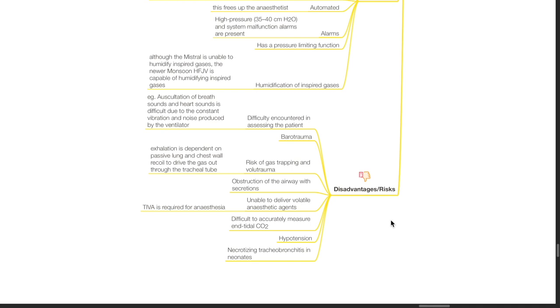High-frequency jet ventilation is unable to deliver volatile anesthetic agents, and TIVA is required for anesthesia. There is difficulty in measuring end-tidal CO2 and final FiO2. Hypotension can occur. Necrotizing tracheobronchitis in neonates can occur.